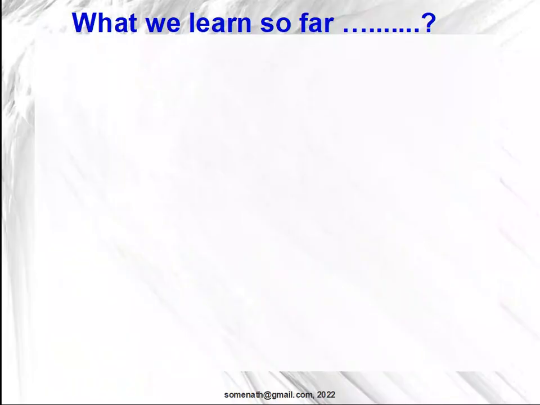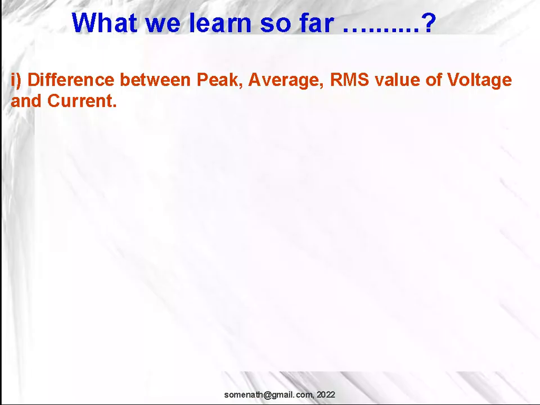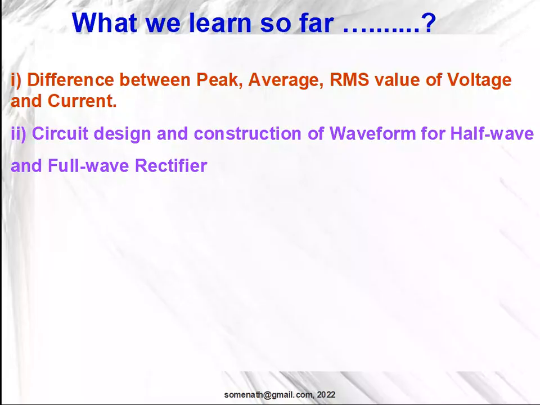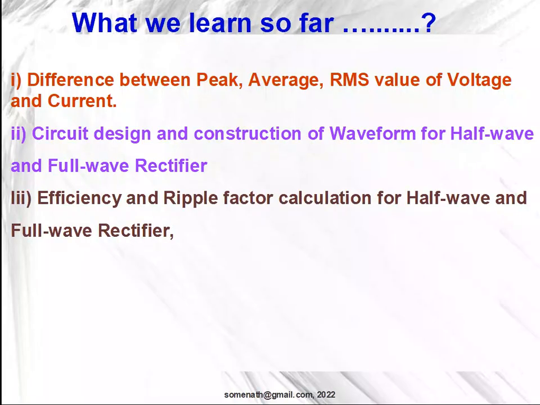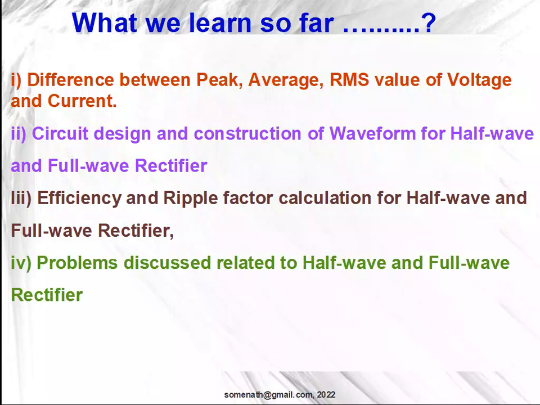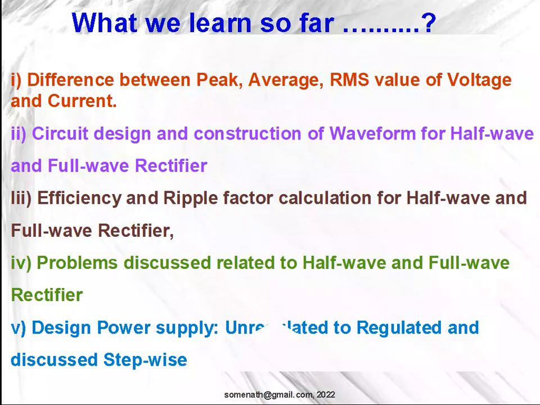Now what we learned so far from this discussion is the difference between the peak, average and RMS value of voltage and current, in case of the half-wave rectifier, full-wave rectifier, as well as the bridge rectifier, right? Next, circuit design and construction of waveforms, half-wave and full-wave. After that we did the derivation for the efficiency and ripple factor calculation for both. After that, problems related to half-wave and full-wave rectifiers were discussed. The last part is designing the power supply, unregulated to regulated, and we discussed it stepwise, right?